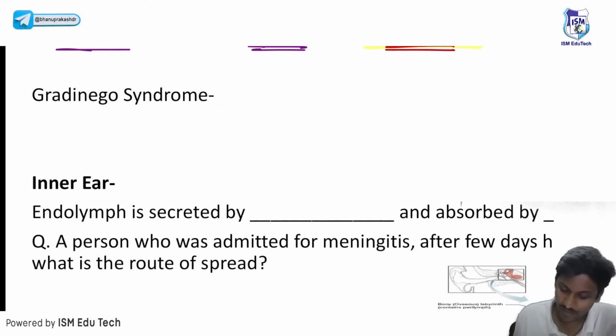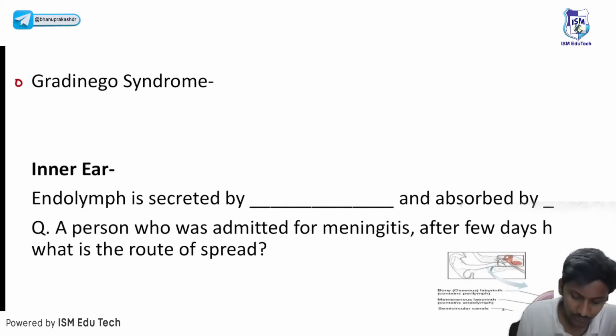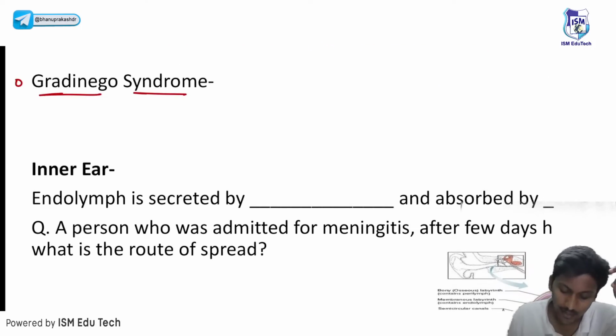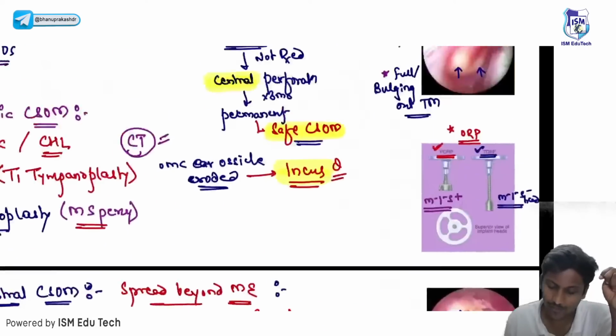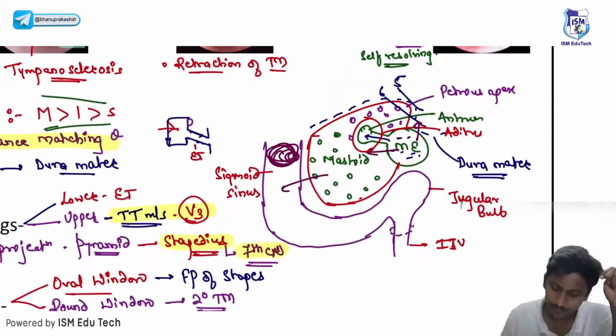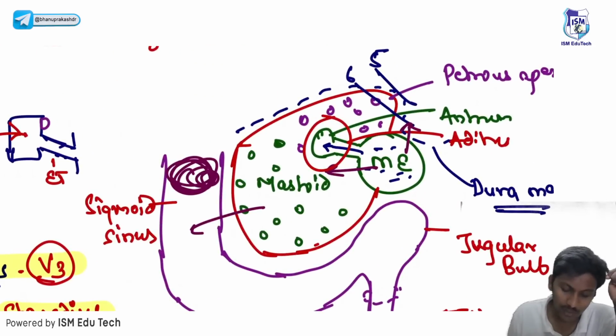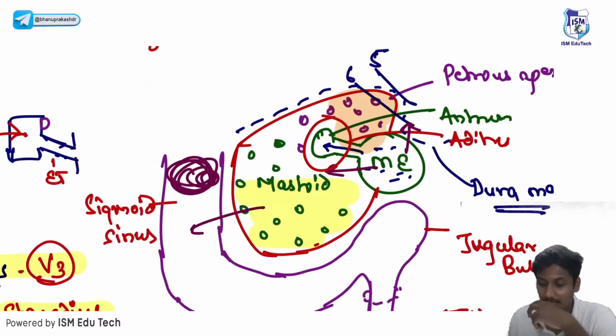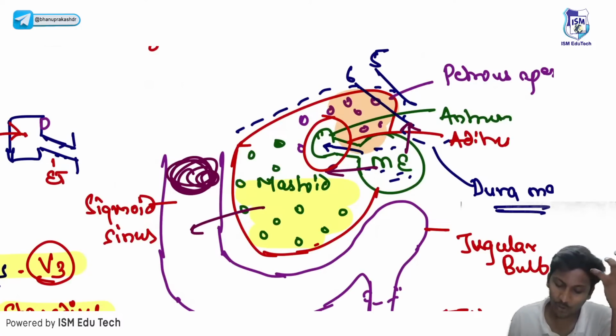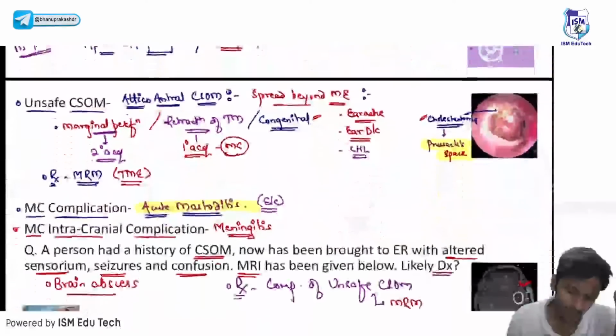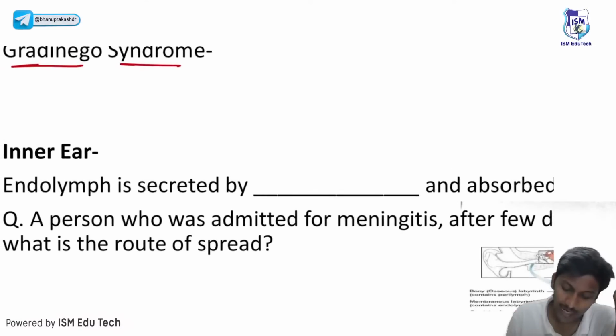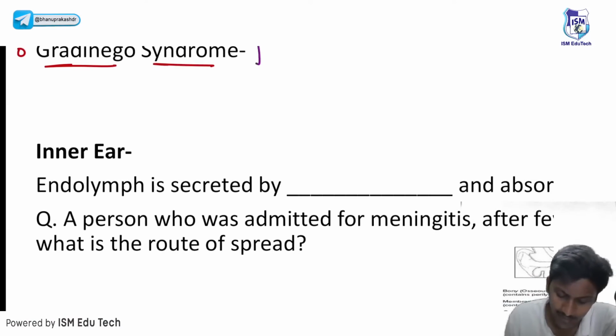Last complication, then we'll take a break and then we'll start with the inner ear. This is known as Gradenigo syndrome. Gradenigo syndrome is when the infection spreads to these, as you can see over here. When the infection was over here in the mastoid air cells, this was called mastoiditis. But when the infection is over here in the petrous apex air cells, that is called petrositis. And that petrositis is also known as Gradenigo syndrome.